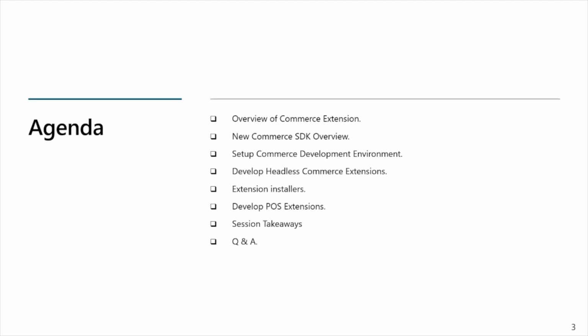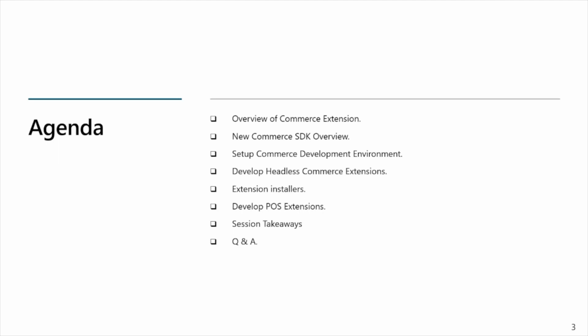Then I will cover how you can set up a local development environment using the new Commerce SDK. Previously, you would have used the LCS, the Lifecycle Services development VM, going to LCS and deploying a VM. Now I'll walk through how you can set up the local development environment. And then I will talk about how you can do a commerce extension, basically the commerce runtime business logic extension, using the new SDK. And then we'll talk about how you can generate extension packages and an installer for the commerce runtime extension.